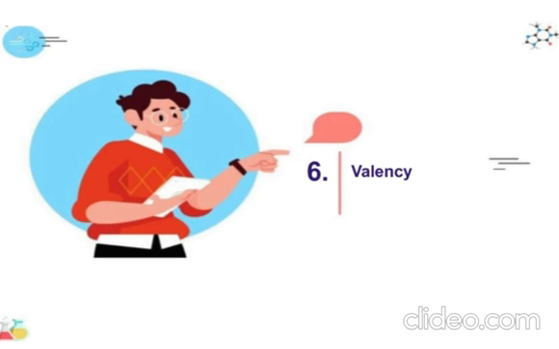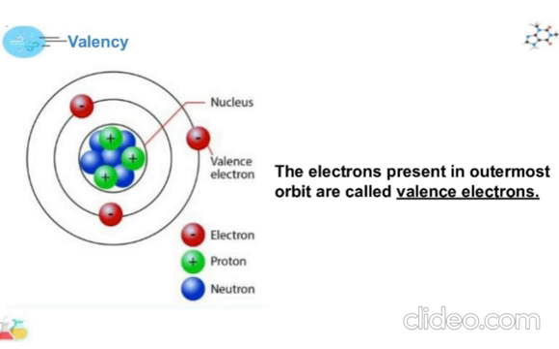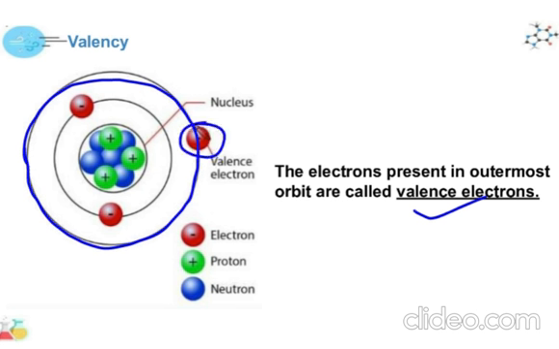Our next and important topic is valency. Firstly, before going to valency, let's understand valence electrons. The electrons in the outermost orbit, the N orbit, are known as valence electrons. Here in this last orbit, this electron that is present is the valence electron. Protons and neutrons are present in the nucleus, and only the electrons revolve in the orbits. So these are the valence electrons.